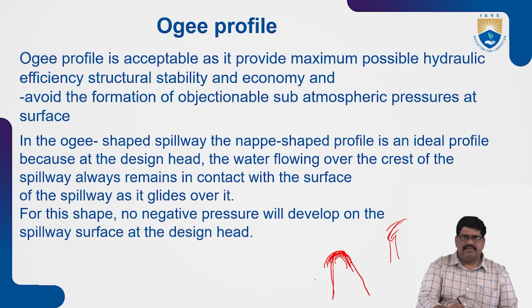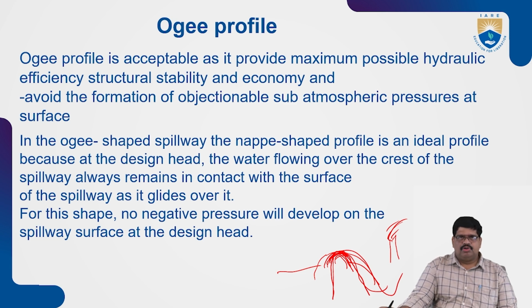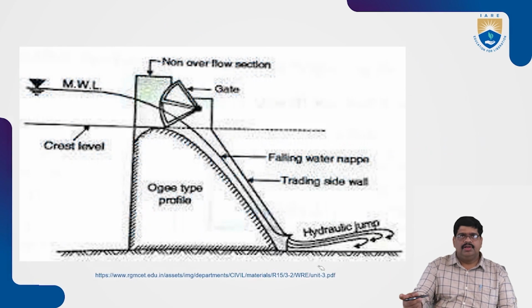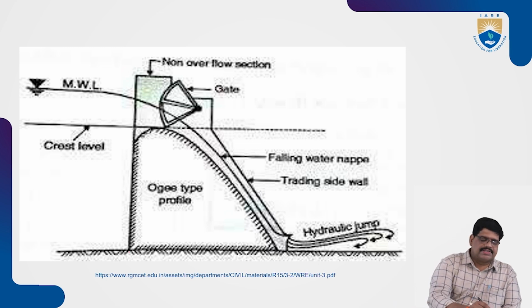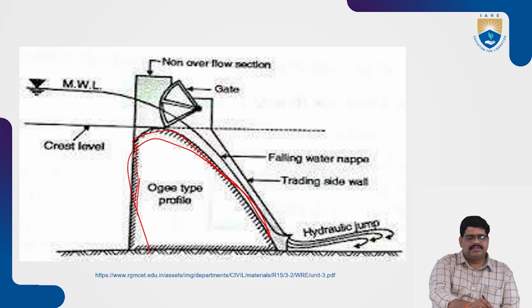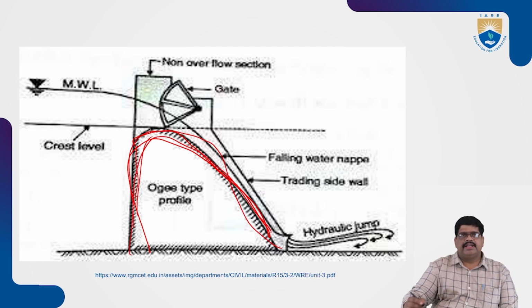But here the water safely comes from the upstream side, and from this structure it can be safely withdrawn to the downstream side. From this shape, no negative pressure can develop. The spillway can be designed for the design head. This is the best example, let us see the Ogee spillway. This type of spillway that we provide, we call the Ogee type. That's why, because of the shape, it is called the Ogee type spillway.